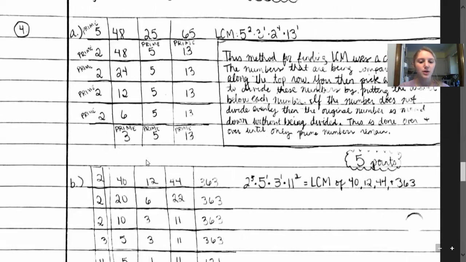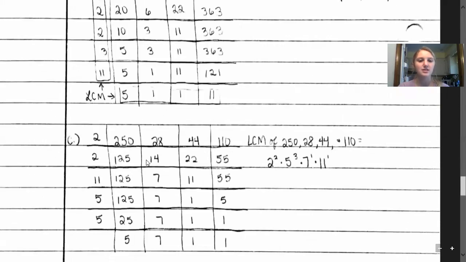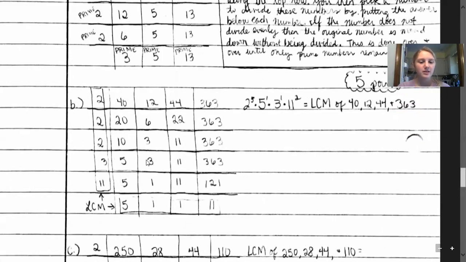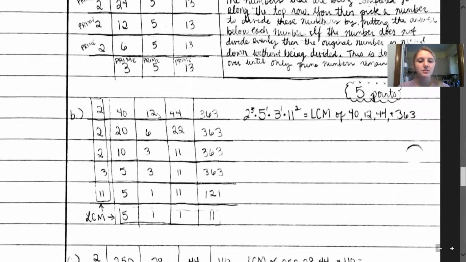And that is continued through parts C, I believe. Yes, through part C. I'll do part B with you. Part B asks for the LCM of 40, 12, 44, and 363. So divide them all by 2. 40 divided by 2 is 20, 12 divided by 2 is 6, 44 divided by 2 is 22, and 363 is not evenly divided by 2, so we just bring that down. 20 divided by 2 is 10, 6 divided by 2 is 3, 22 divided by 2 is 11, and 363 divided by 2 is, again, not even. 10 divided by 2 is 5, 3 divided by 2 is not even, and then neither are the rest of them. All right, so divide them by 3.